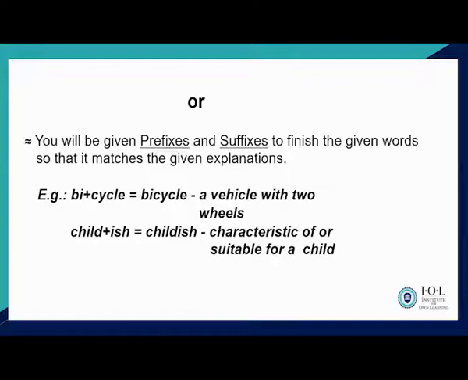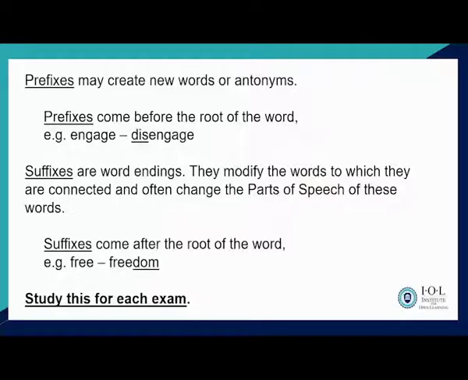Bi plus cycle is bicycle, which means a vehicle with two wheels. Child plus ish is childish, and it means characteristic of or suitable for a child. Prefixes may create new words or antonyms. Prefixes come before the root of the word. For example, engage becomes disengaged.